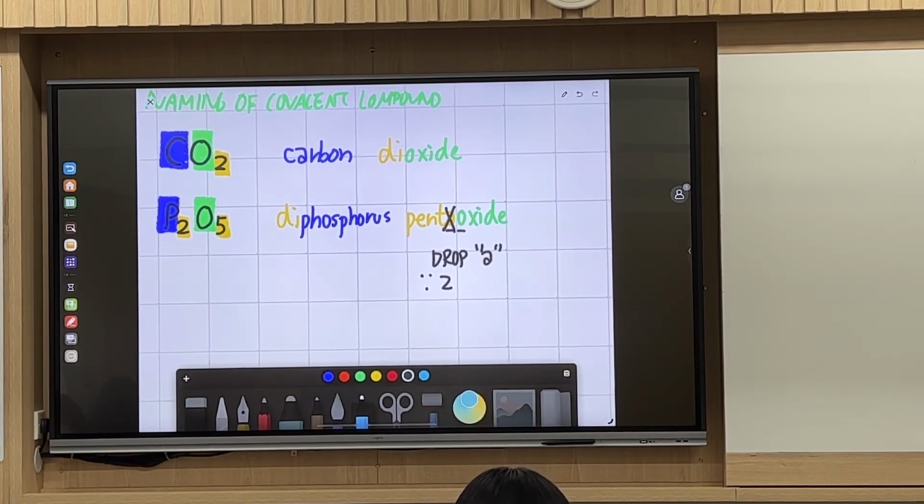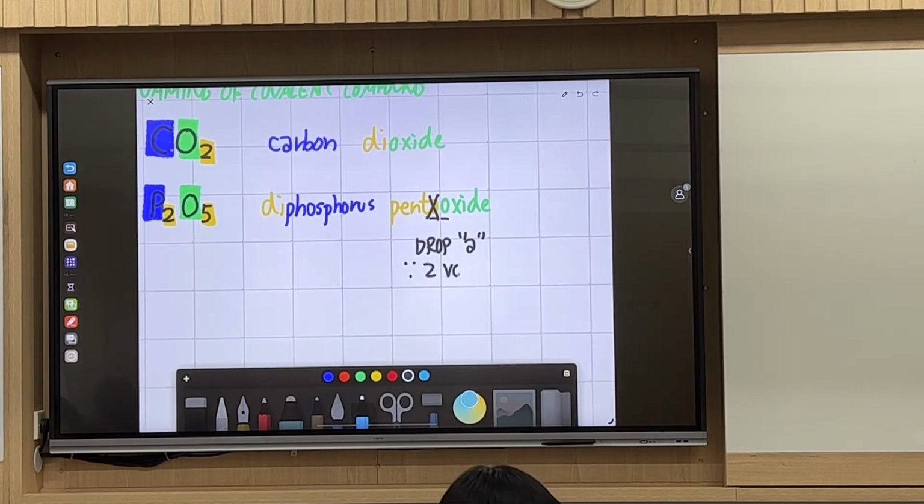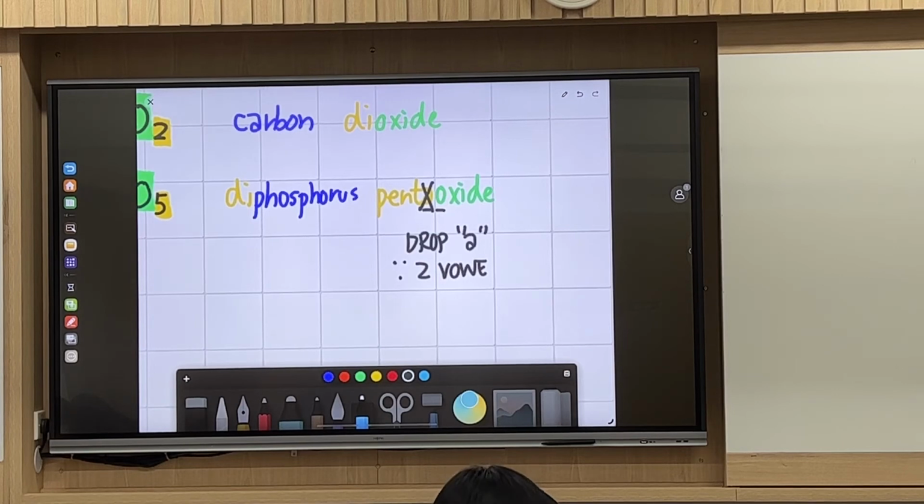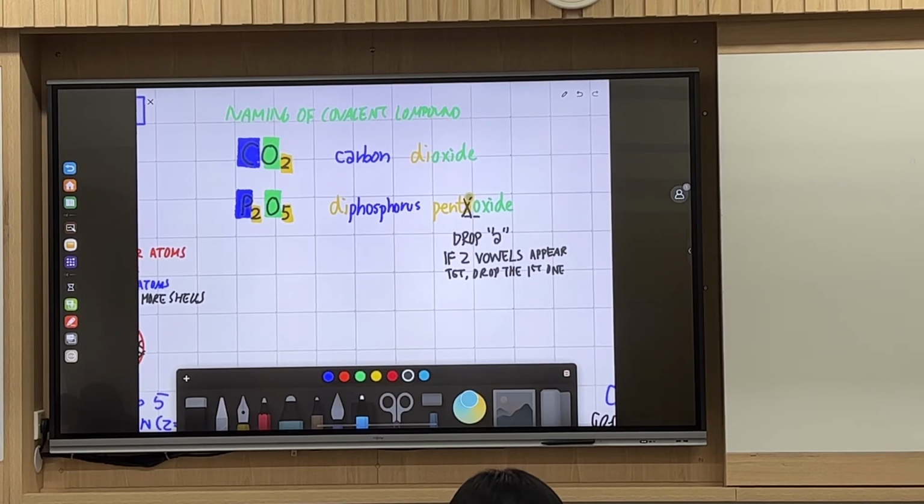We'll have a few practice problems below, don't worry. But put this rule down. I don't know how to explain this part, but it's just a rule. If two vowels appear together, drop the first one. So drop the first one. So pentoxide. You don't have an A in the name there.